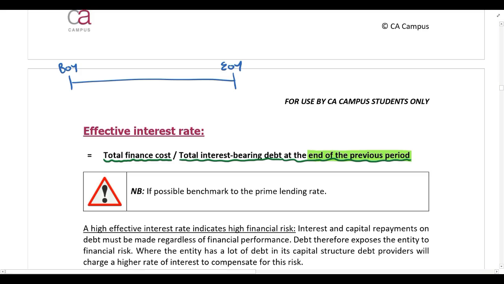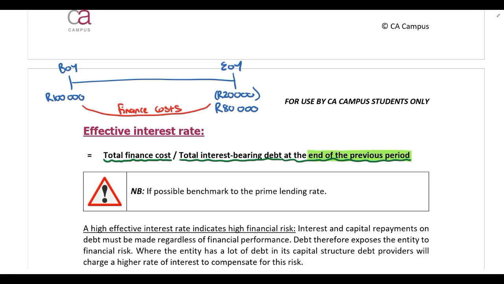Let's say that this company has an outstanding loan amount of 100,000 Rand at the beginning of the year, and at the end of the year they make a payment of 20,000 Rand, so then there's only 80,000 outstanding on the loan. All right, very simple calculation, but it's just so that you understand the logic behind what we're doing over here. All right, now, if you have to calculate interest, the interest expense or the finance costs that are payable in the current year.